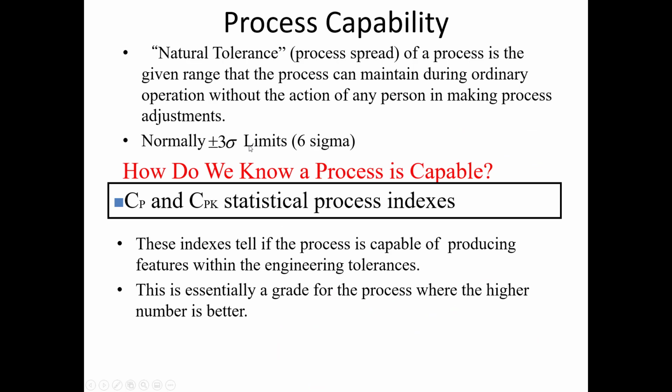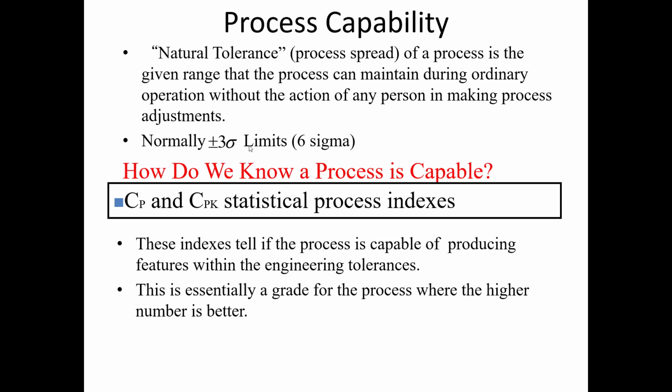As I already mentioned, in process capability we basically want to know the tolerance level. Natural tolerance, or process spread, is the given range that the process can maintain during ordinary operation without any person making process adjustments. Normally it is plus or minus 3 sigma limits, 6 sigma. The quality standard starts from 3 sigma, so when you go up to 4 sigma, 5 sigma and 6 sigma, your quality will automatically improve.